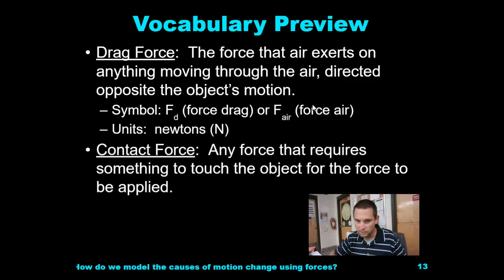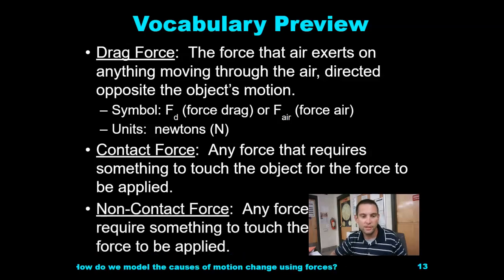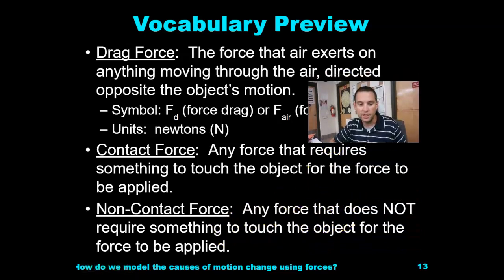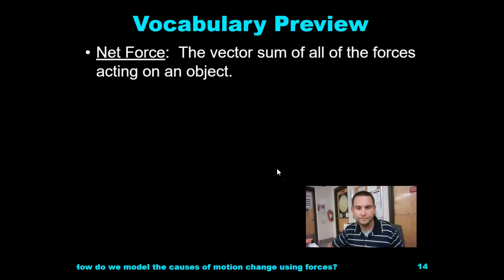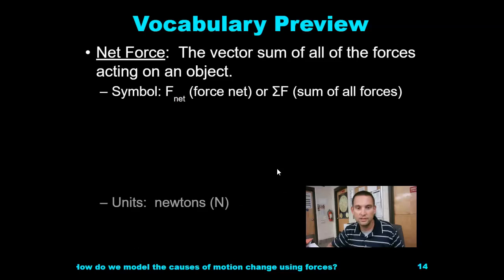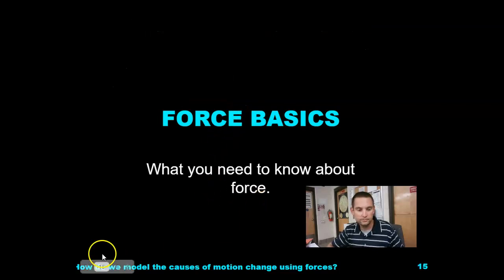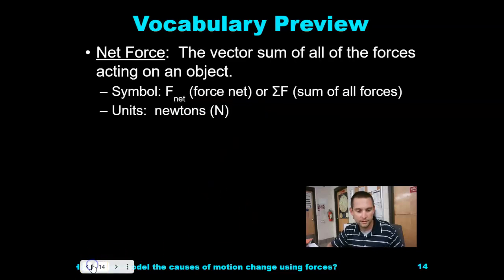We're using newtons still. We have a contact force, any force that requires something to touch the object for the force to be applied. Non-contact force, or field force, any force that does not require something to touch the object for the force to be applied. The net force is the vector sum of all the forces acting on an object. Symbol F net, force net, or sigma F. Sigma, remember from math class, means sum of, so the sum of your forces, measured in newtons. And that's our vocabulary.